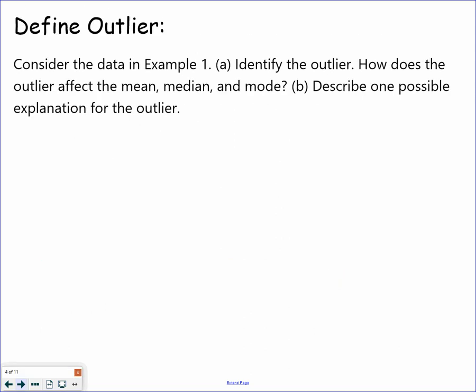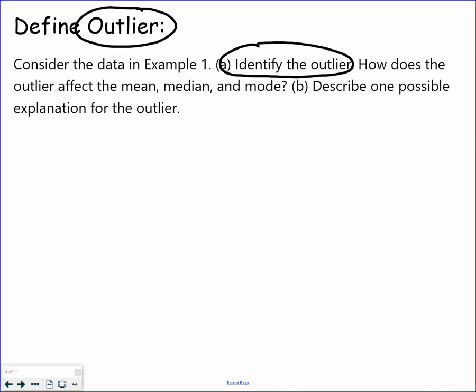Now, outliers. If I look back at the previous data set, you would notice that one person was making much more than everybody else. That is considered an outlier. If you have a number that is extremely high or extremely low, that is considered an outlier. Now, how does the outlier affect the mean, the median, and the mode?